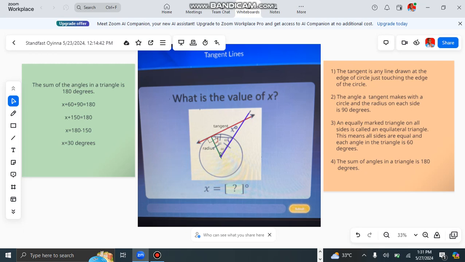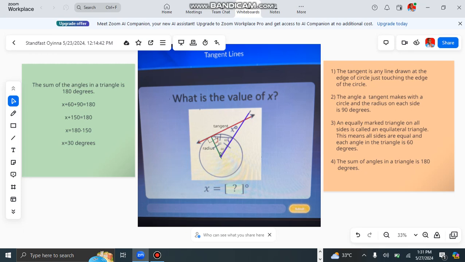Just like we discussed earlier, 60 plus 60 plus 60 will give us 180. So wherever you have a triangle, no matter how big, no matter how small, the sum of the three angles inside the triangle is always 180 degrees, because every triangle has three angles.